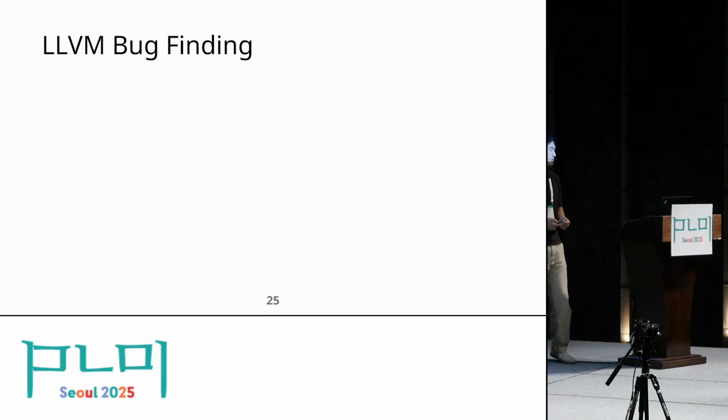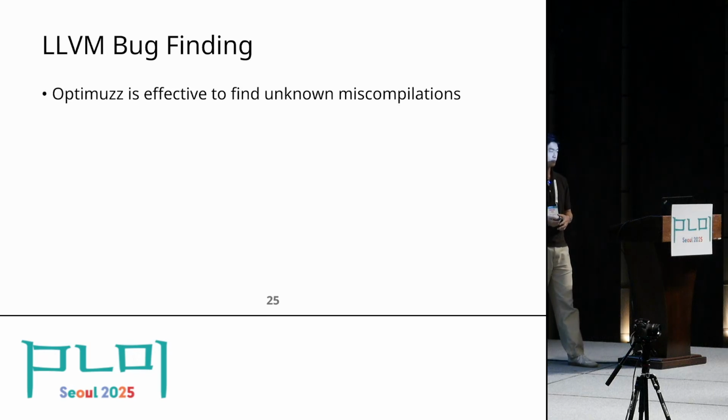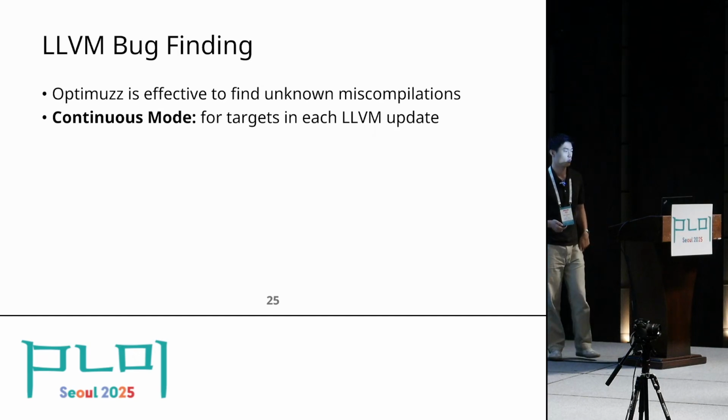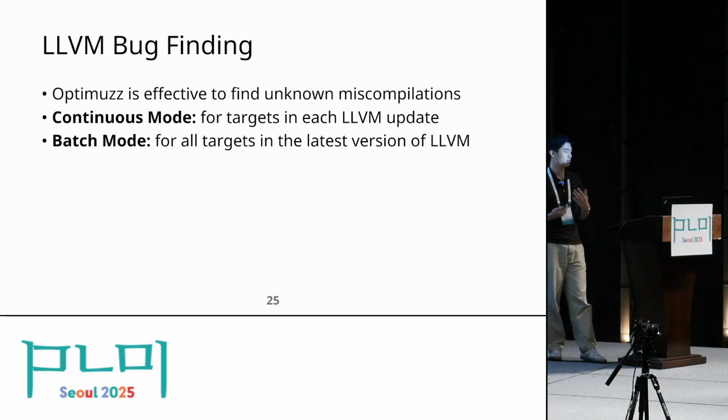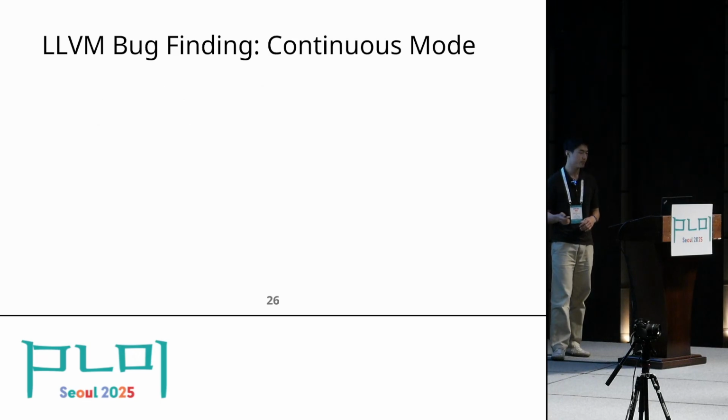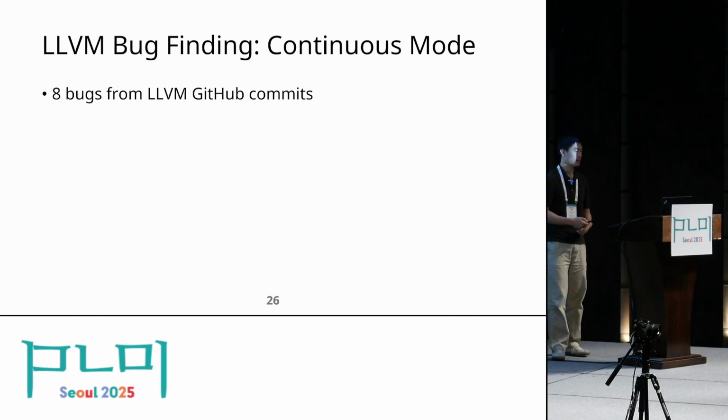We applied Optimuzz to LLVM bug finding. Optimuzz appeared to be a really effective tool to find unknown miscompilations. We deployed Optimuzz in 2 different modes. The first mode is the continuous mode. We applied Optimuzz for every target in each LLVM update. And we applied Optimuzz in batch mode for all targets in the latest version of LLVM. So in continuous mode, we found 8 bugs from LLVM GitHub commits.